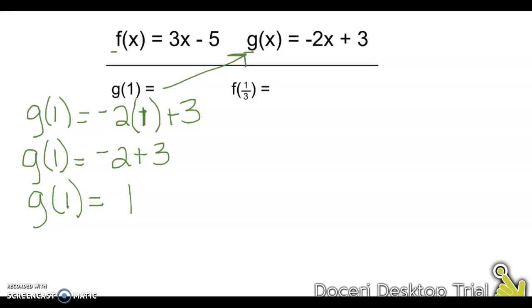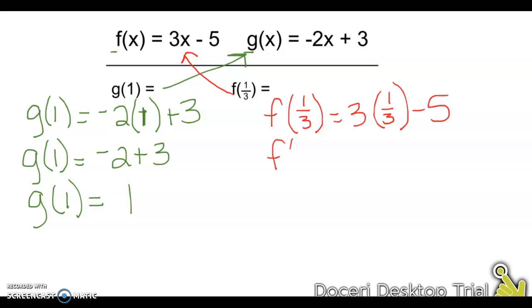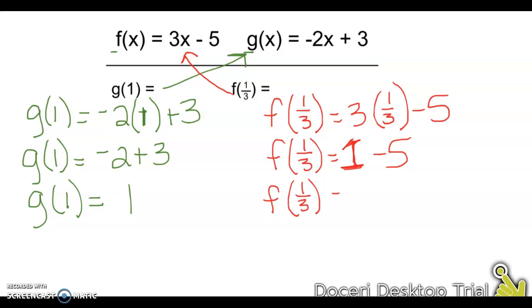Now we have function f. So we're looking at function f. So the function f evaluated at 1/3 is equal to 3 times 1/3 minus 5. I'm just putting 1/3 in for x. The function f evaluated at 1/3 is equal to 3 times 1/3, which is 1, minus 5. So the function evaluated at 1/3 is equal to negative 4.